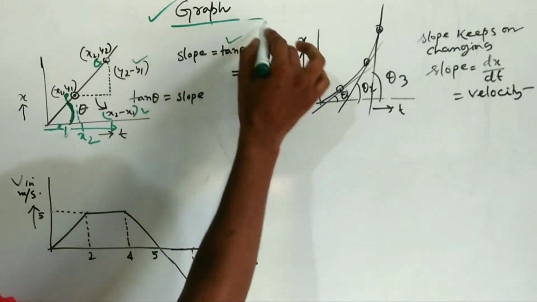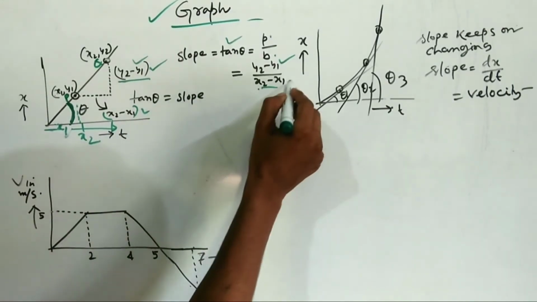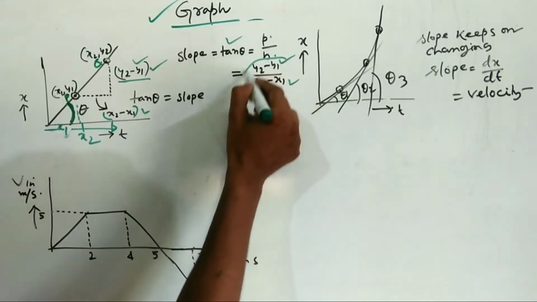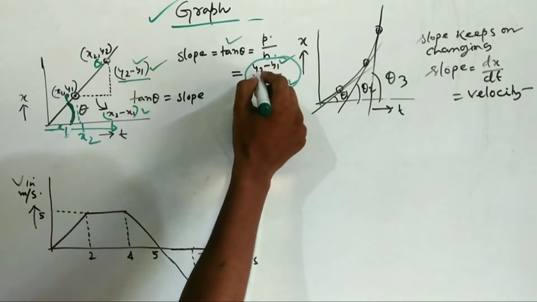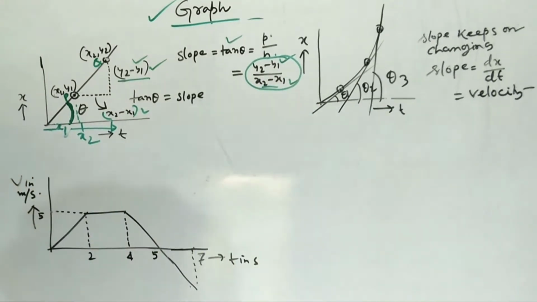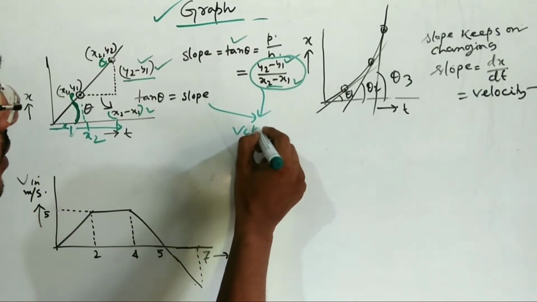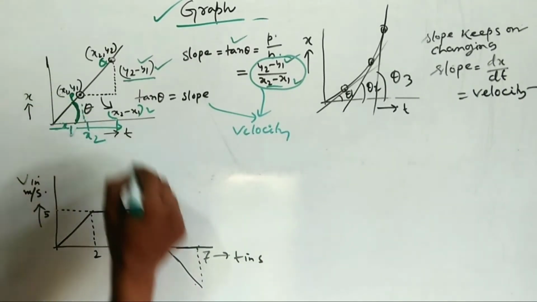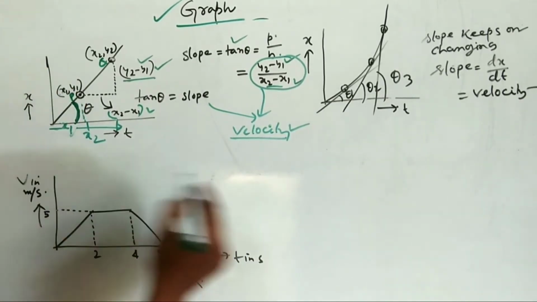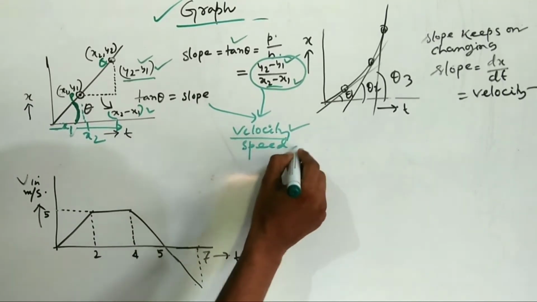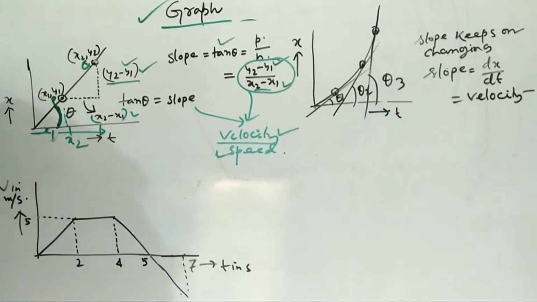So we know tan theta is equal to perpendicular by base. So perpendicular is y2 minus y1, and x2 minus x1 is the base. So this is nothing but the measurement of the slope. So slope, tan theta, is equal to (y2 minus y1) by (x2 minus x1). Ultimately, both will indicate what? Velocity, if it is a displacement-time graph. If it is a distance-time graph, then it signifies speed. Because distance by time is speed, displacement by time is velocity.